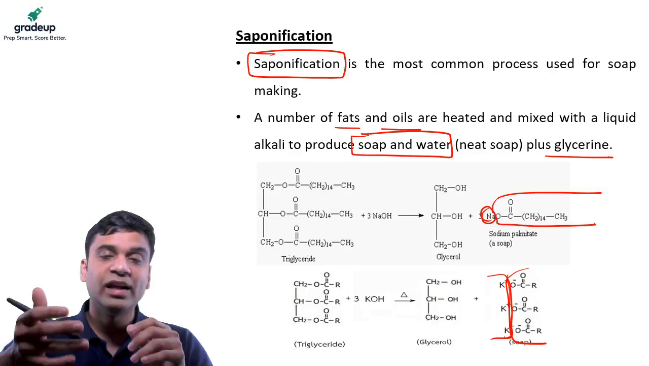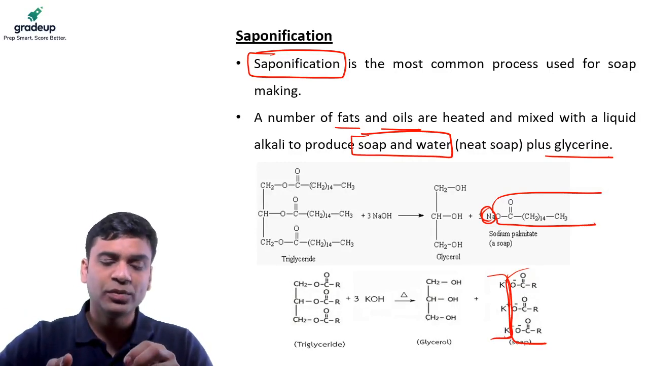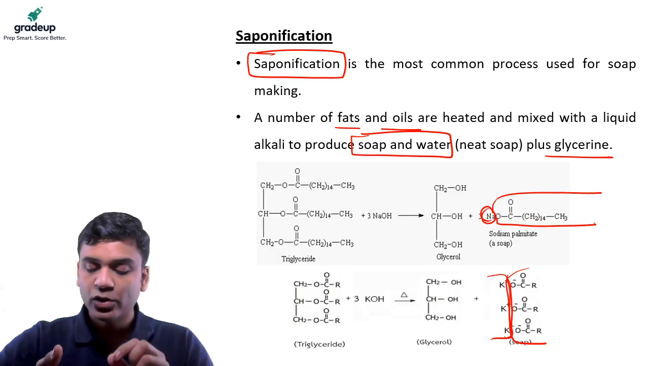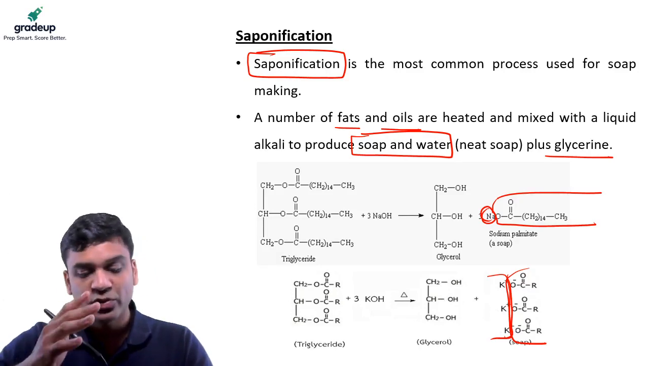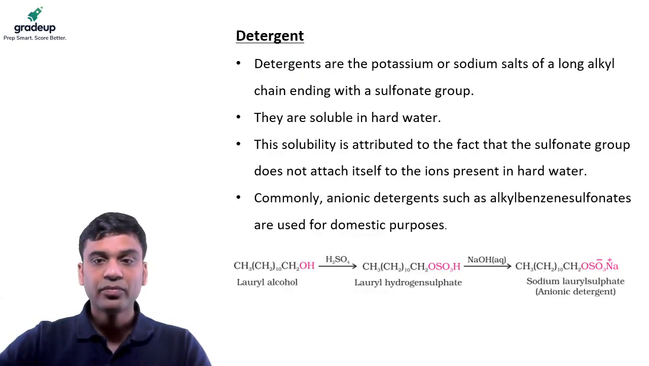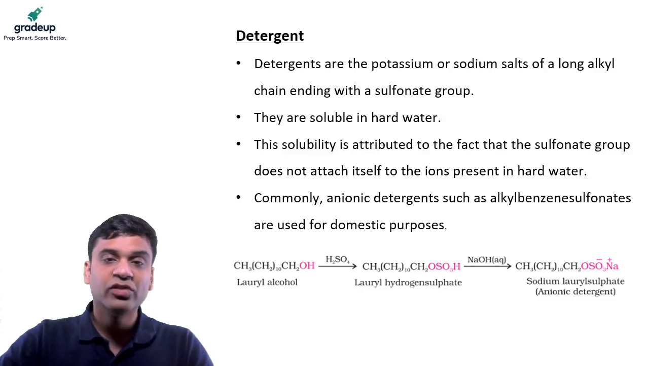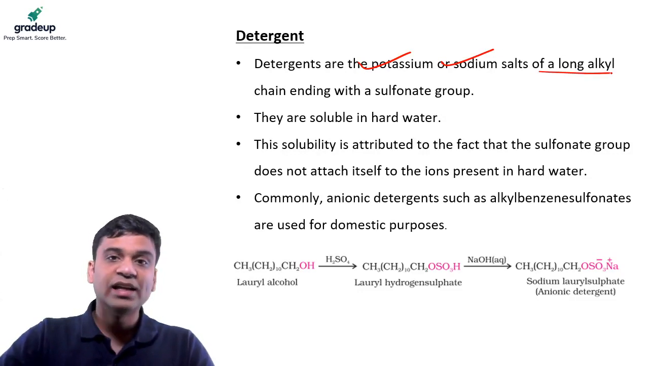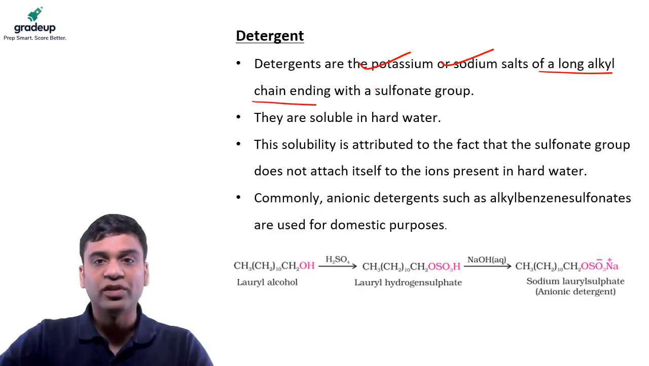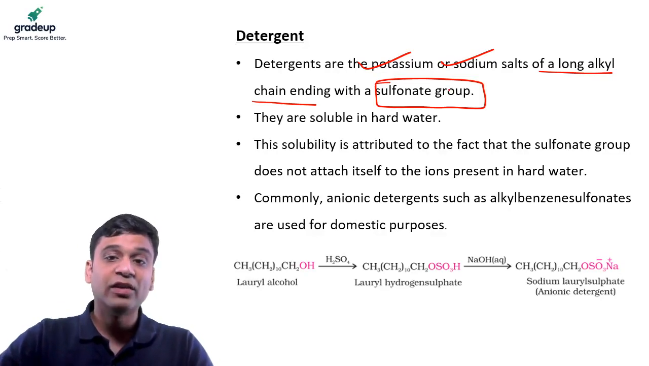Even now, we are taking the animal fats through all the Lux soap, Dettol soap, whatever we are having. Of course, in Dettol soap, antiseptic is also added. But for the normal soap, this is the basic process. So since centuries, we are following this process itself. And there is something called detergent also, which we use for washing our clothes. They are the potassium or sodium salts of a long alkyl chain ending with a sulfonate group. This is important. So they also have a long alkyl chain, but they have a sulfonate group.